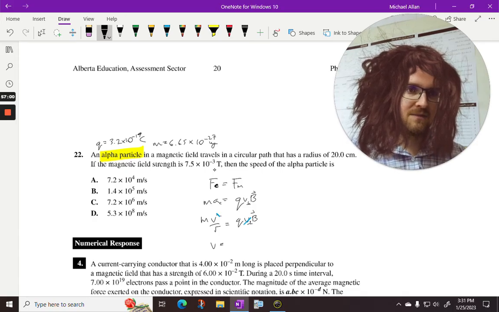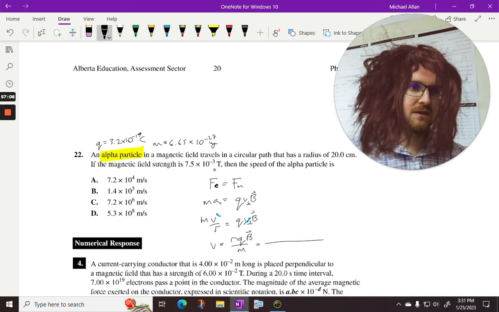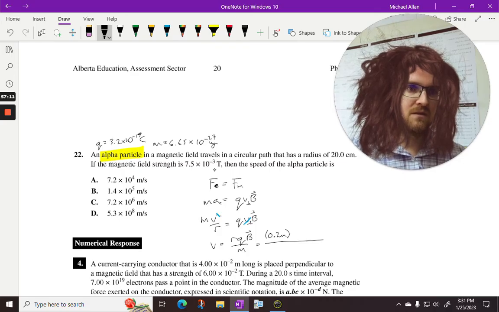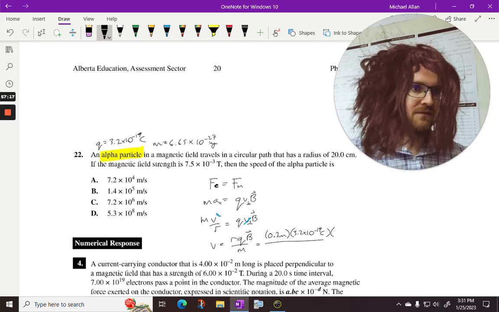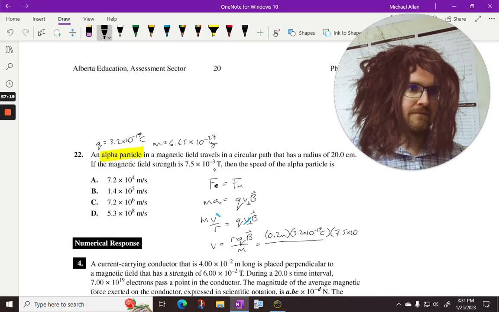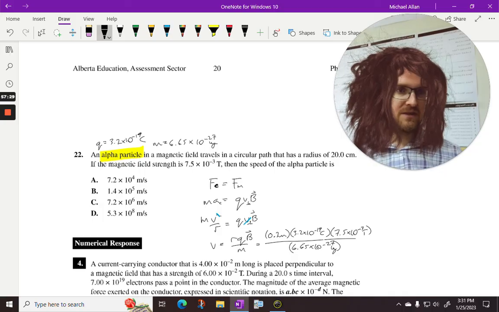I'm going to times the R up and divide the M down here. So I've got all the numbers in here. So we got 20 centimeters, so 0.2 meters, times the Q, times the magnetic field, divided by my mass. All right, so plug all the numbers in there and see what we have.